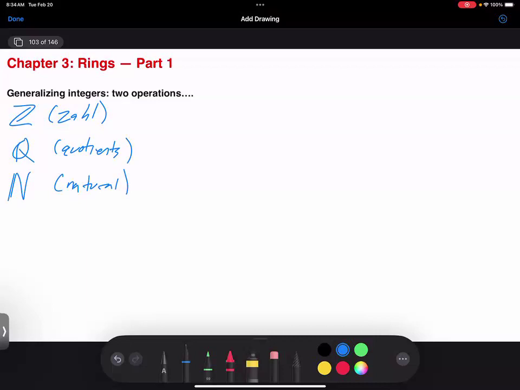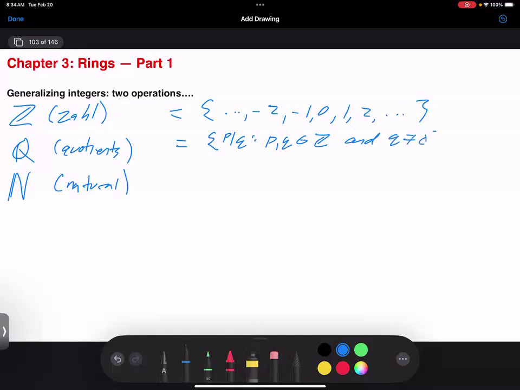And so the integers are going to just be numbers of the form ..., -2, -1, 0, 1, 2, ... The quotients are going to be numbers of the form P over Q, where P and Q are integers, and Q is not 0. And then, of course, the natural numbers, it's either 0 or 1, ... from that point on. As to whether you want to consider 0.